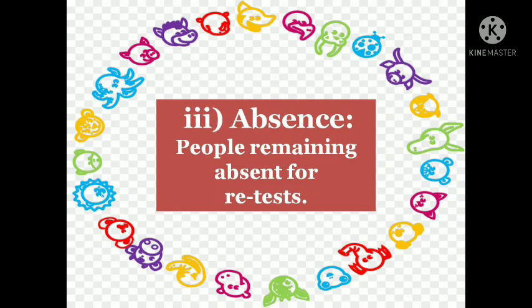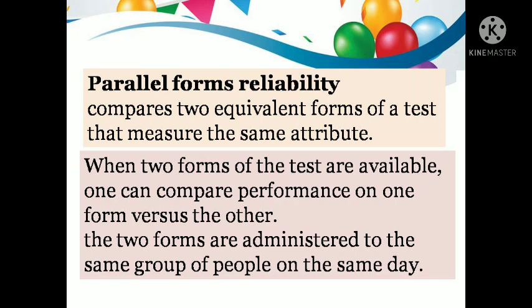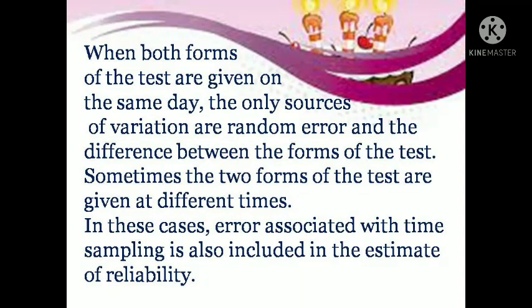Parallel forms reliability. It is known by various names: alternate forms reliability, equivalent forms reliability, comparable forms reliability. Parallel forms reliability compares two equivalent forms of a test that measure the same attribute. When two forms of the test are available, one can compare performance on one form versus the other. The two forms are administered to the same group of people on the same day. When both forms of the test are given on the same day, the only sources of variation are random error and the difference between the forms of the test.